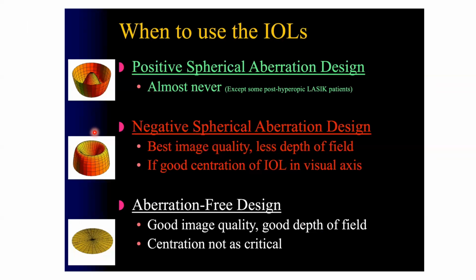And we use it if we are able to give good centration of the IOL in the visual axis. So if the patient has pseudoexfoliation or zonular dialysis or zonular dehiscence, or we have vitreous loss, or we anticipate that the IOL is not really well centered, then negative spherical aberration designs are not ideal. In an aberration-free design, we get good image quality and good depth of field, and the centration is not as critical.